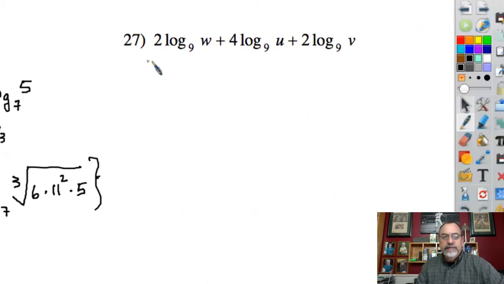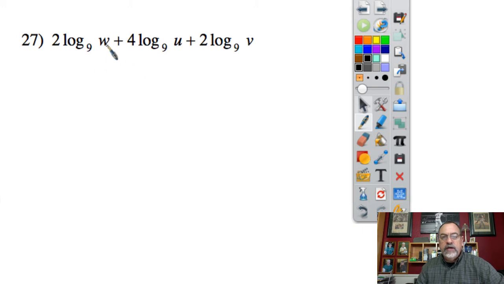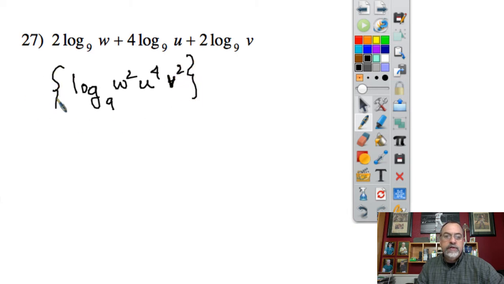example. Alright, for number 27 then, it's all multiplication here because we have addition signs and we have powers to powers, so I'm going to skip a couple steps and do this all together. So this is w squared, and it's a plus, so it's times u to the 4th, and it's plus, so it's times, sorry for the scribble there, v squared. So this would be the condensed version for number 27.